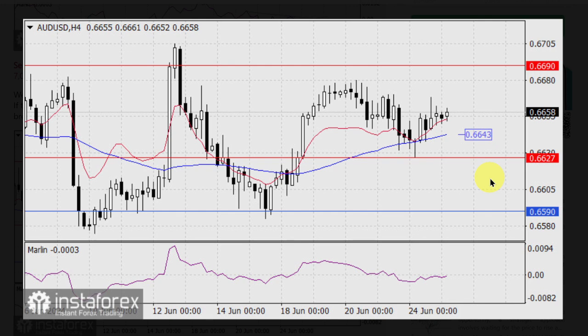On the 4-hour chart, the price also consolidated above the balance line. The Marlin oscillator is in a neutral position, moving along the zero line, just below it. If the price consolidates below the MACD line, 0.6643, it will be a strong argument for the bears to breach the 0.6627.